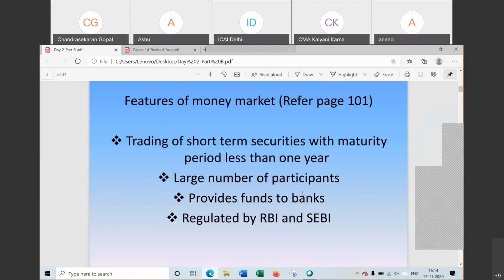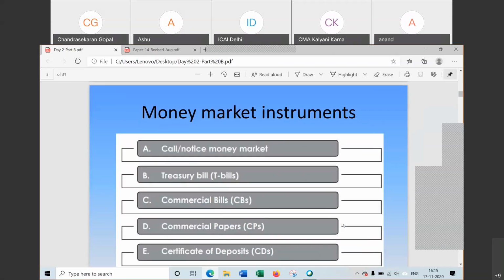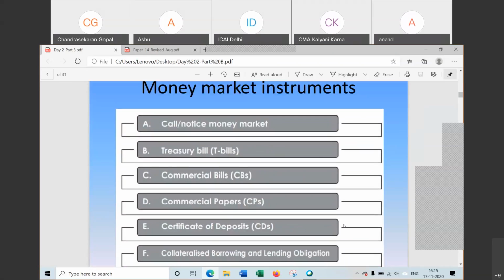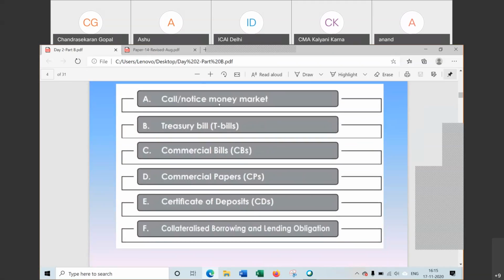Participants, large number of participants. Individual, it can be bank, mutual funds, financial institutions, all can participate in money market, but not in all instruments. It helps to provide funds to bank. And this money market is regulated by RBI and SEBI. So what are the money market instruments? First one, call money, notice money market, treasury bill, commercial paper, certificate of deposit, collateral borrowing and lending obligation.